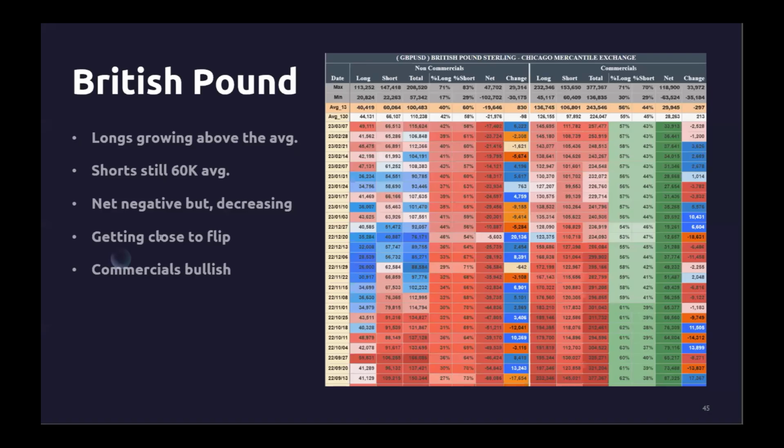Next one would be pound. And pound is, in my opinion, very bullish because look at the longs from 28 to 41, right? Shorts around 68, 60K, nothing much happening. And commercials are also bullish, right? So we have net negative, minus 17K, but look, minus 23, minus 23, minus 35, 50, right? So basically, even if it is still in the negative, it's coming up, right?